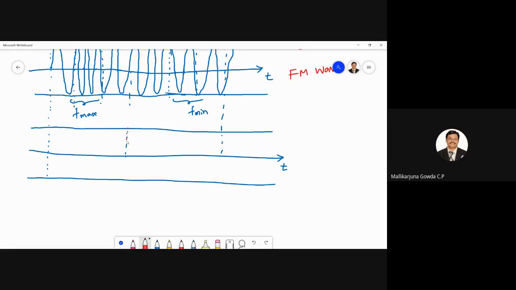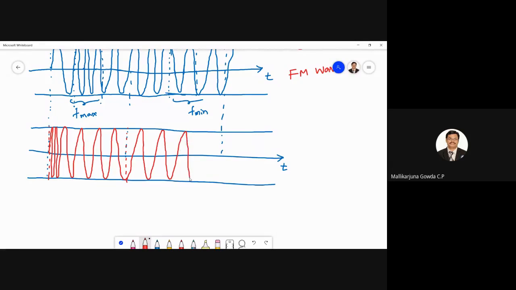So this point is important for me because it is zero crossing, right? And this is also. So I need to show more number of cycles at this point. Then it will be as good as the unmodulated carrier frequency at this point of time, right? And here it will be again F minimum. Then after that again it will be unmodulated carrier frequency.